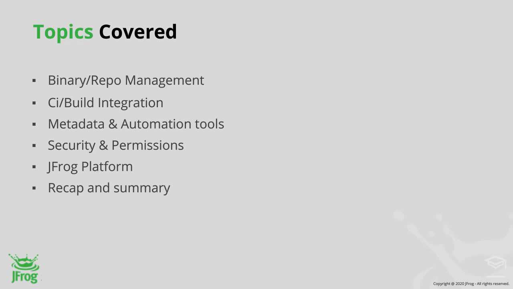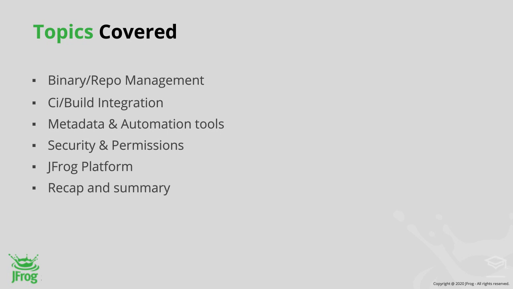And so, the last but certainly not the least, these are the topics we covered. We initially talked about binary and repository management. Then we talked about CI and build integration; we specifically used Jenkins for it. Then we talked about the power of metadata and how metadata needs to be utilized for you to search and to resolve your artifacts.